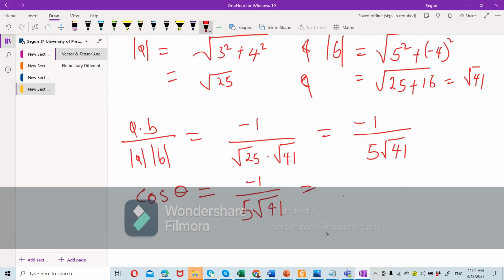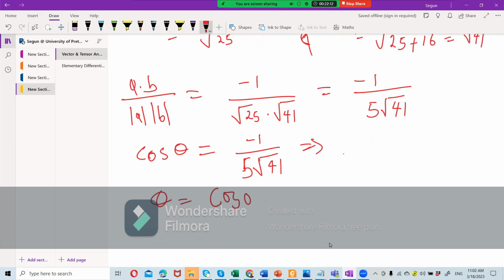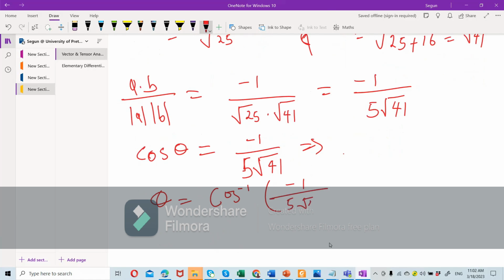So we can make theta the subject of the formula. Theta equals arc cos. If you have your calculator there, you can press the arc cos of the entire value. You will see what you're going to get. Arc cos of -1 over 5 square root of 41. So you have 91.79 degrees.